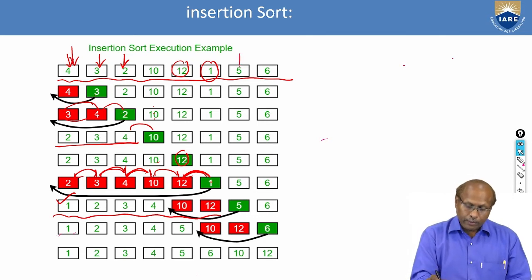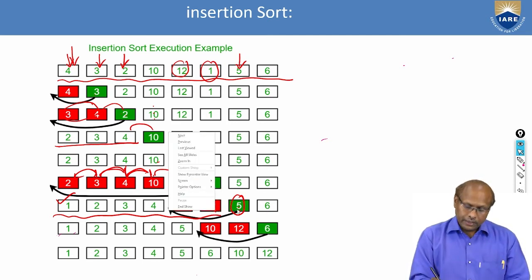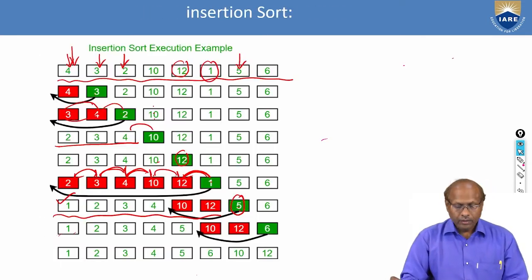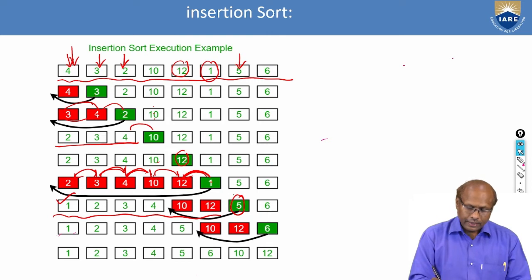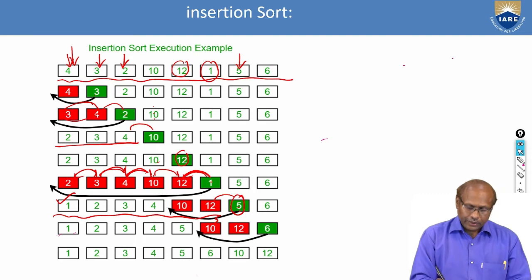Now the next element is 5. When 5 comes, you have to compare it with its predecessor element. Now 12 is the predecessor element. So when 5 is smaller than 12, then interchange. After interchanging, 5 is compared with 10. So 10 and 5 interchange. So 5 has come here and 10 has gone down here.